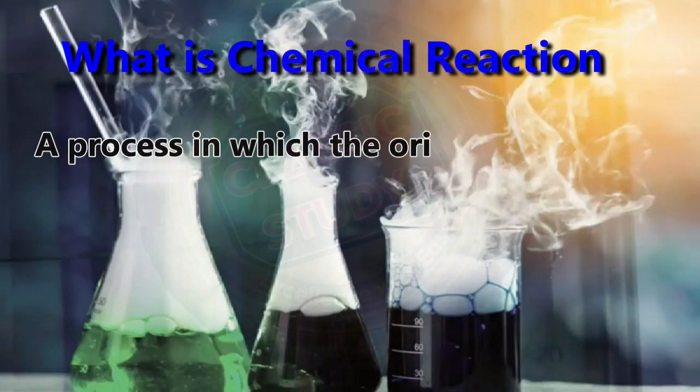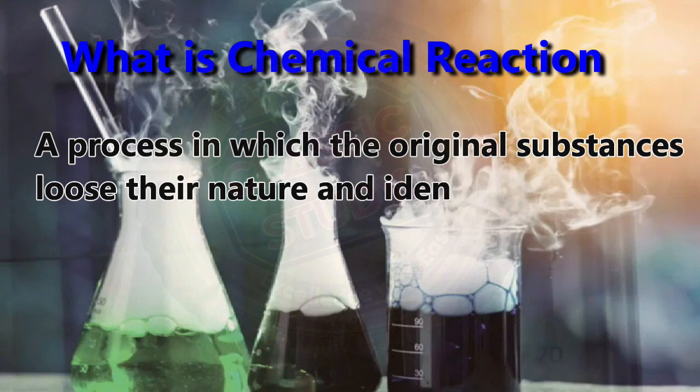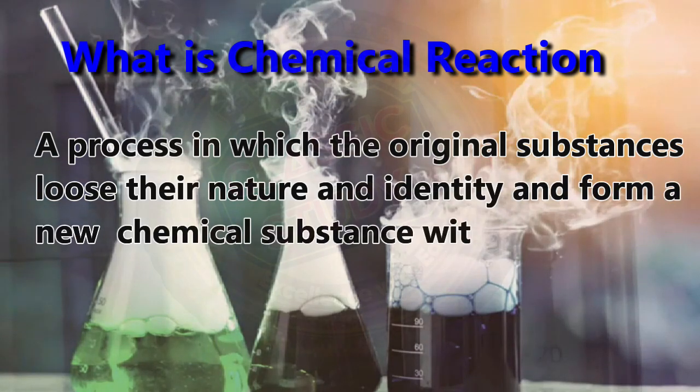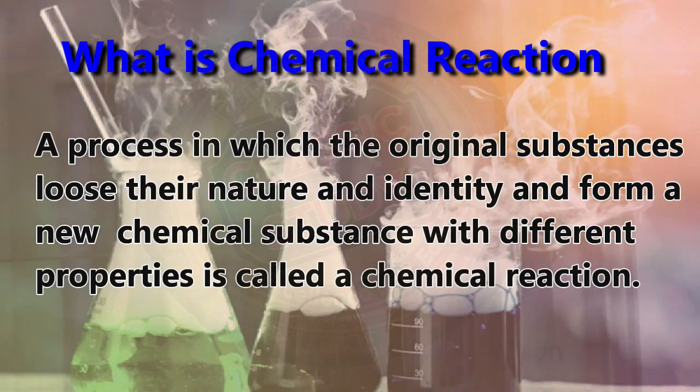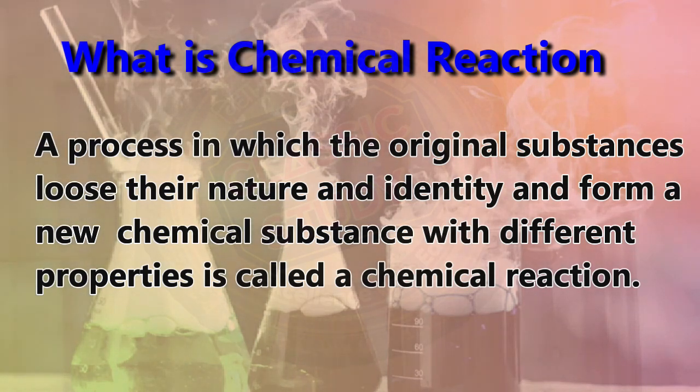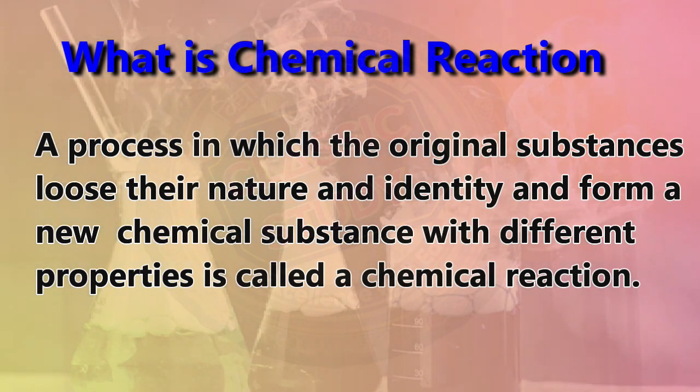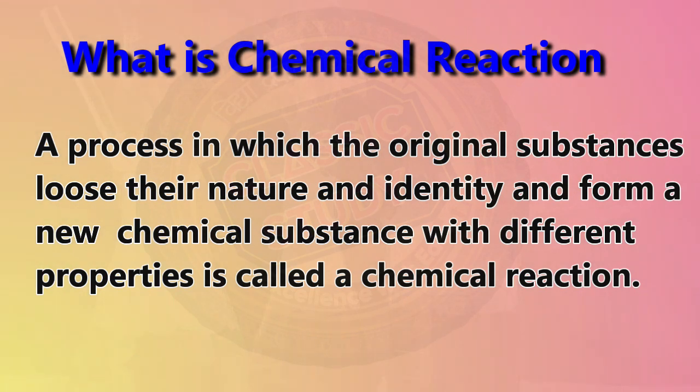A chemical reaction is a process in which the original substances lose their nature and identity and form a new chemical substance with different properties. So, two or more substances with certain chemical properties combine and undergo a reaction to form something which is chemically different from the one that started the reaction. This process is called a chemical reaction.